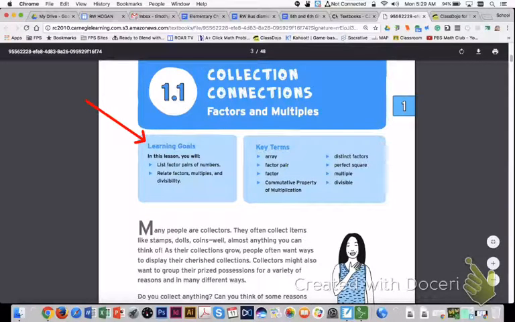Hi class, in lesson 1.1 you will be learning about factors and multiples. Learning targets for today: you will list factor pairs of numbers and relate factors, multiples, and divisibility. Key terms to look for in lesson 1.1: array, factor pair, factor, commutative property of multiplication, distinct factors, perfect square, multiple, and divisible.